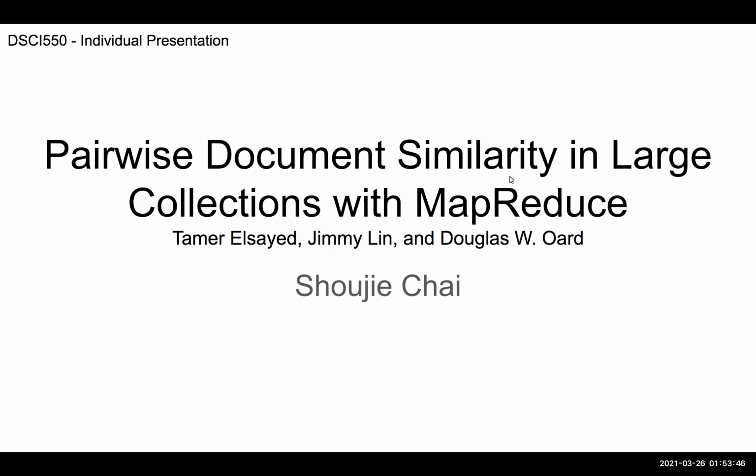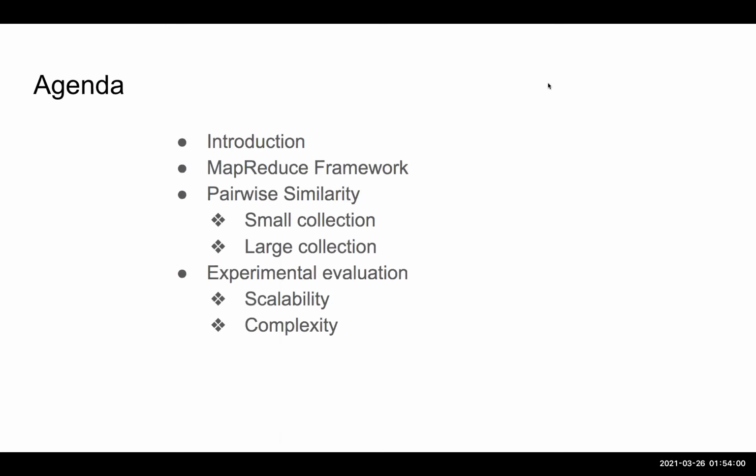Today I'm going to present a paper, Pairwise Document Similarity in Large Collections with MapReduce. It is published by Tamer, Jimmy, and Douglas. Here's the agenda: introduction, MapReduce framework, pairwise similarity for both small collection and large collection, and the experimental evaluation, including scalability and complexity.